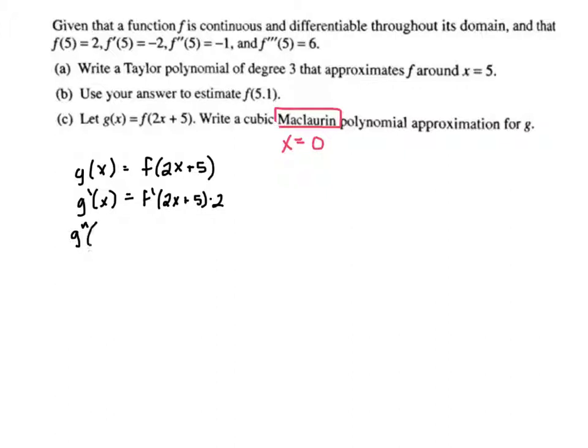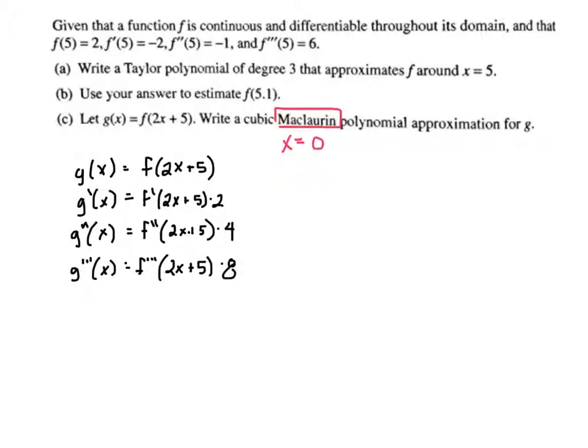So g double prime of x will be the second derivative. We already have a 2 out there. Now we're going to multiply it by 2 again. So it's 4. Finally, the third derivative will be multiplied by 8.